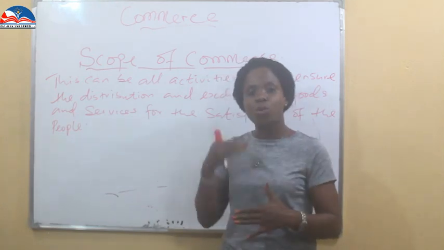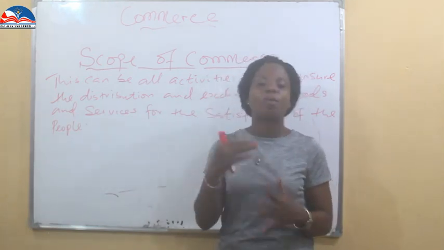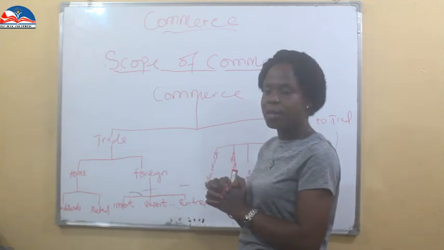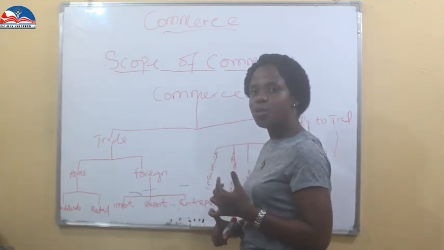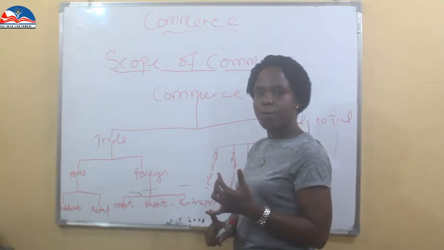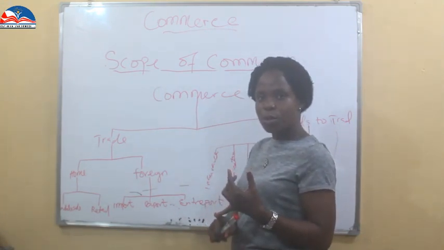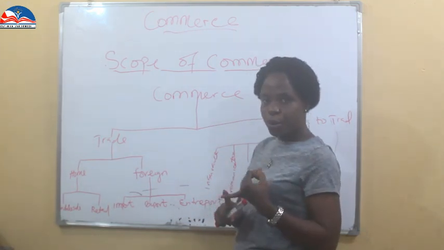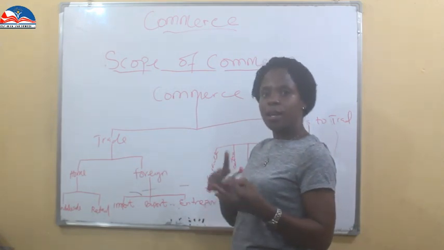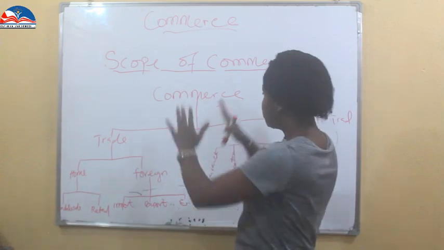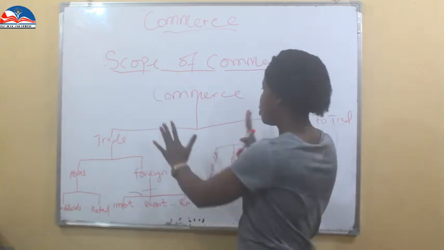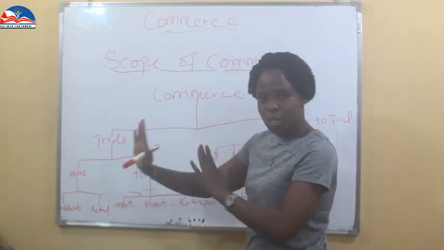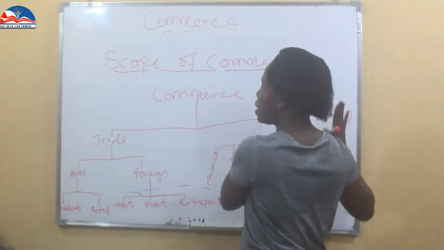So let's use this diagram to illustrate the scope of commerce. Diagram on the board that I want to use to explain to you what commerce is. Remember I said commerce has to do with all activities that are involved in production, exchange of goods and services. 3 key points: production, exchange of goods, and then services. So now, this is commerce illustratively drawn on the whiteboard. This aspect has to do with trade, and this other aspect has to do with aids to trade.